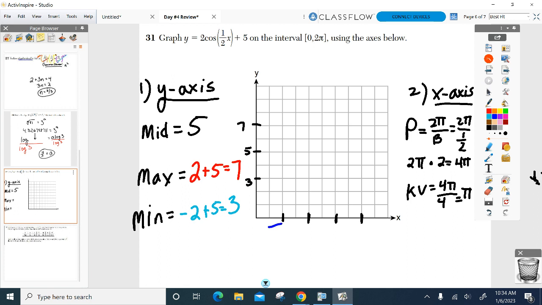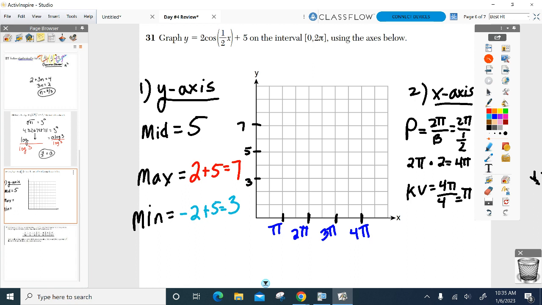Pi. Next, 2 pi. I keep adding pi. 2 pi, 3 pi, and the last one should be the period you found. But you got to be careful on this problem here. This is why this test drives me nuts. This is only a 2-point question, and it's going to be very easy to get a point off.